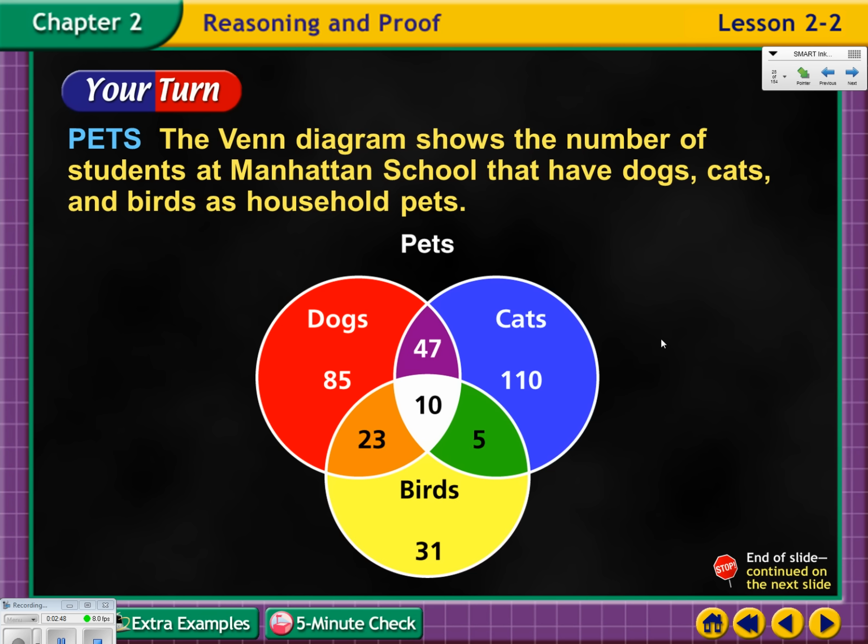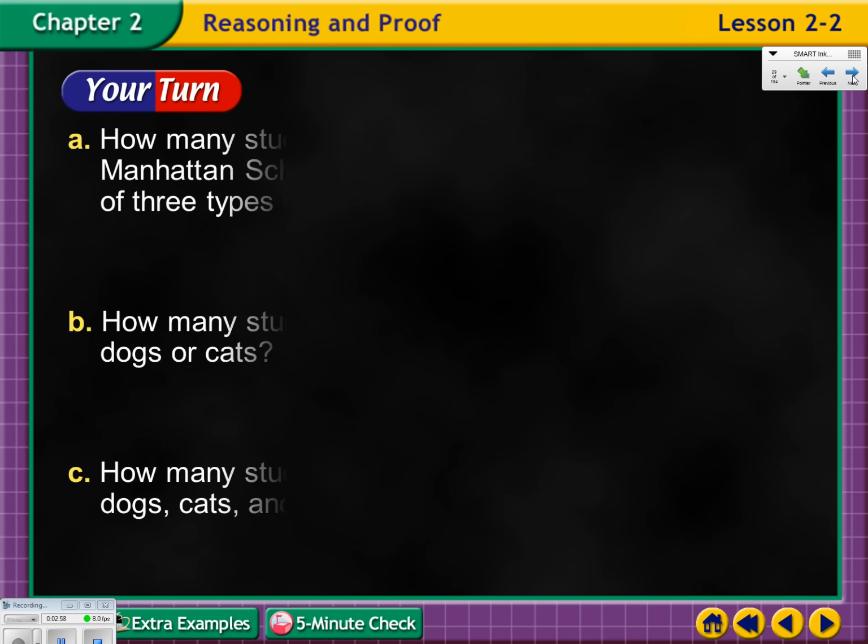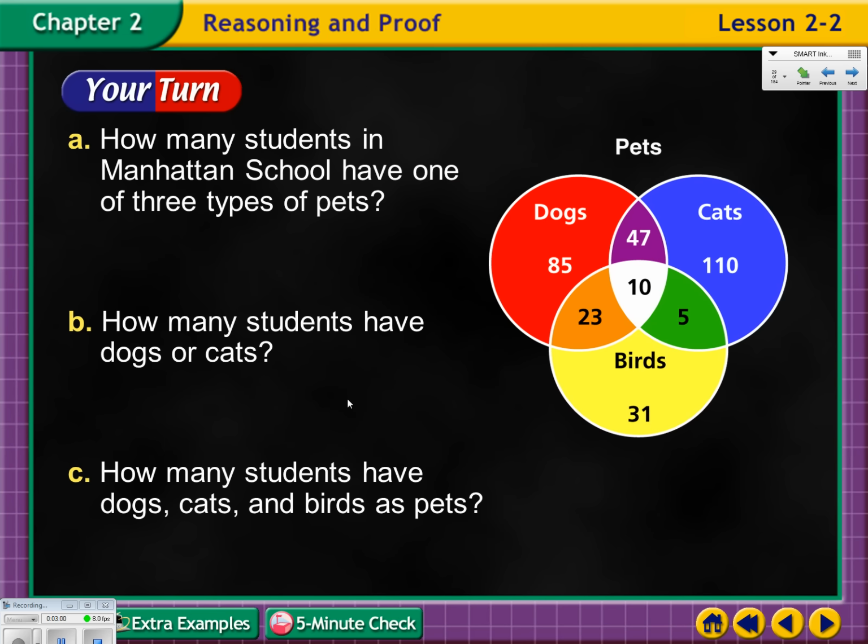Here's one for you to try. The Venn diagram shows the students at Manhattan school that have dogs, cats, birds, and household pets. Here are 3 questions for you. See if you can answer them.